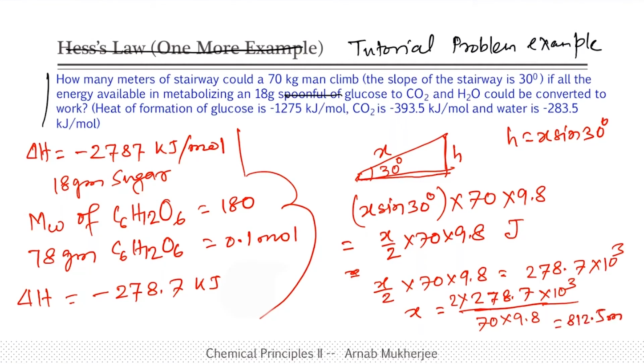812.5 meter, and the height, that means the height that it is climbing is half of that, almost 400 meter, and that is higher than the Eiffel Tower or the Empire State Building of New York, which is around 380. So, a sugar is giving us that much energy.